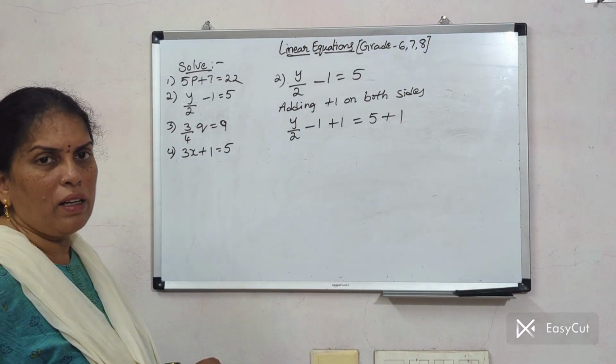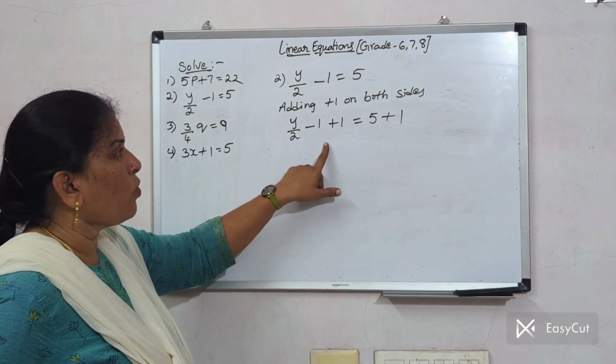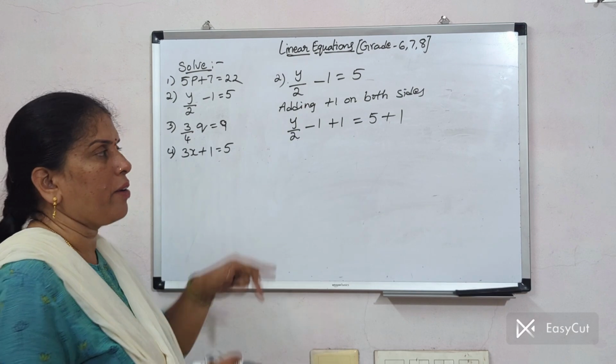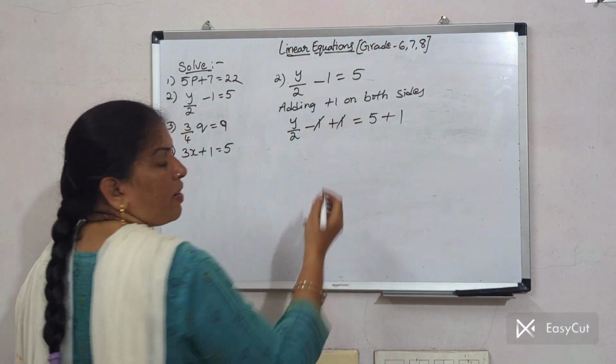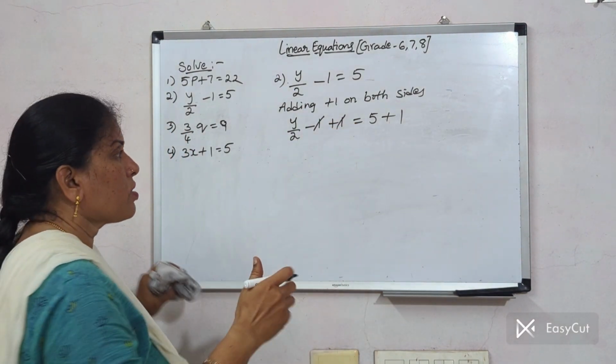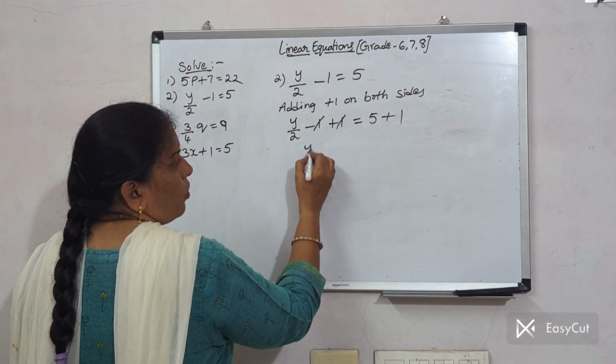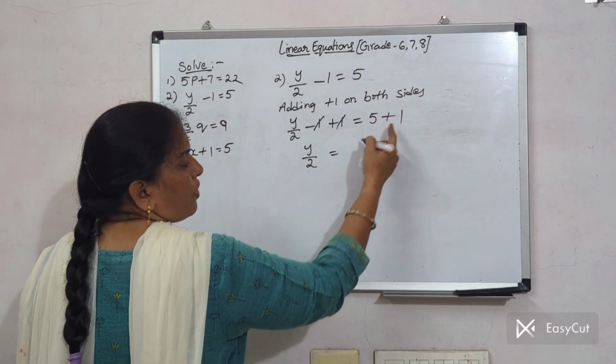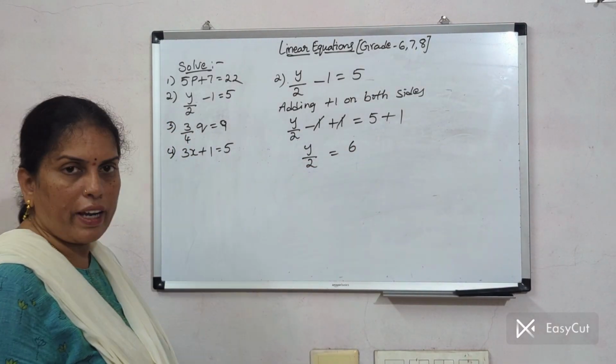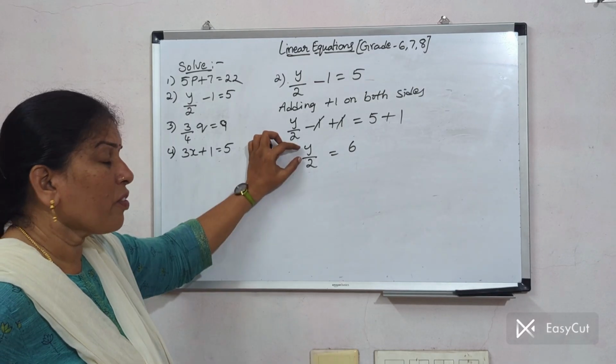All of you understood now? Why am I adding like this? I want to remove the minus 1. That's why. See here, minus 1 and plus 1 will become 0. So this is not there. y by 2 is equal to 5 plus 1, which is 6. Okay. Now I want the value of y only.